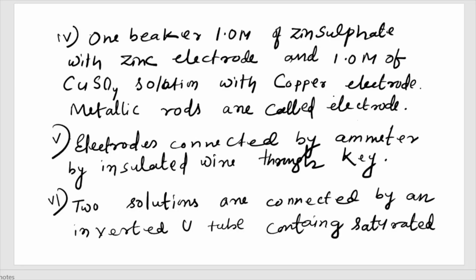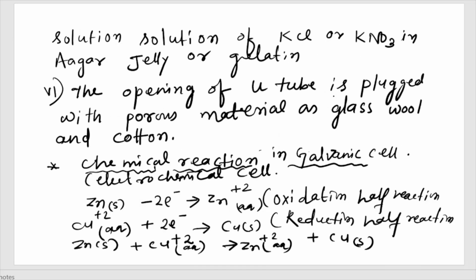And the U tube containing a solution, that is called the salt bridge, which is an inverted U tube containing a saturated solution of KCl or KNO3 in agar. What type of solution will we take here? Potassium chloride or potassium nitrate in agar jelly or gelatin.